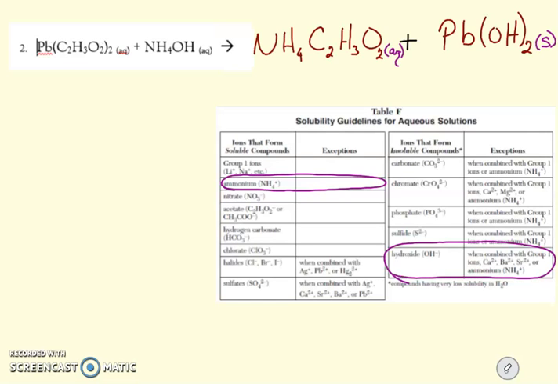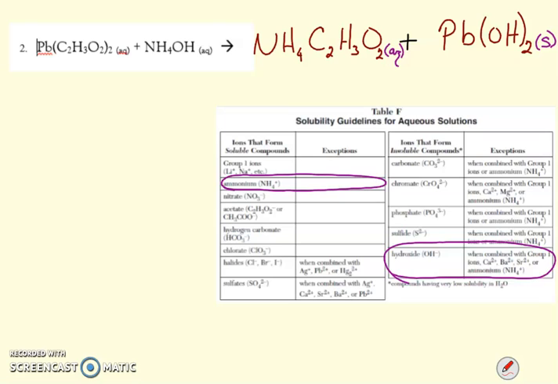For the remainder of these on this worksheet, you're going to go through and write down the 2 possible products, and from them, you will also determine whether or not those products are soluble or insoluble. For those of you that want to challenge yourself a little bit, you can go back and determine whether or not the equations are balanced. And if they are not balanced, you can balance them.